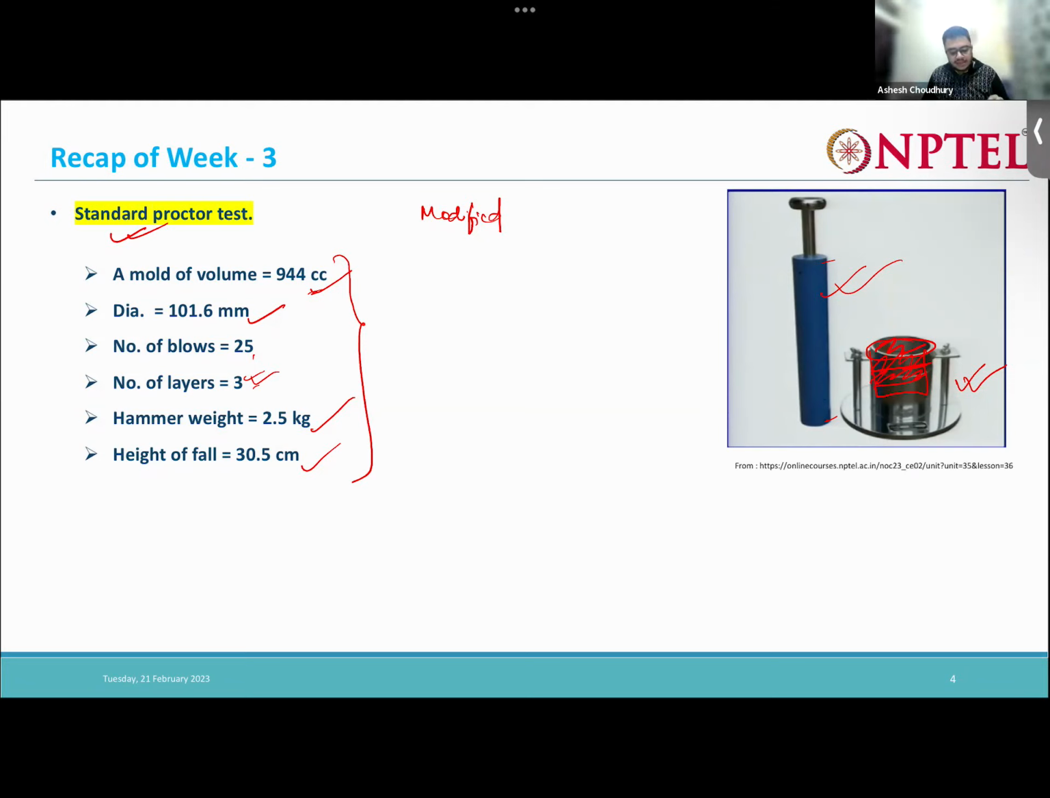So this Indian light compaction test has some specifications which are a little different from the standard proctor, but almost the same. Like the volume in the Indian test is 1000 cc, while in the standard proctor test it is 944 cc. So a little bit of change there, but almost similar to the standard proctor test. And the modified proctor test and the Indian heavy compaction test, those two are similar.